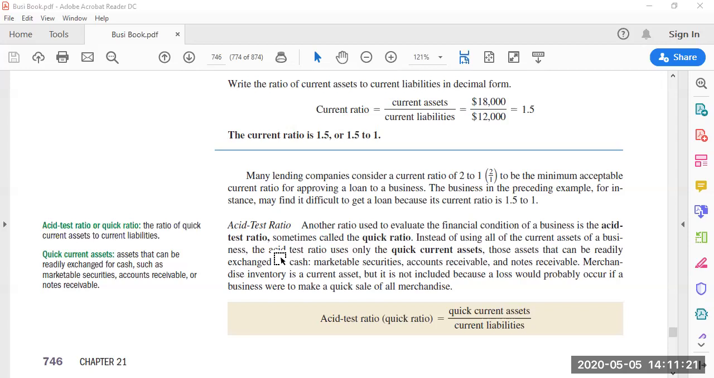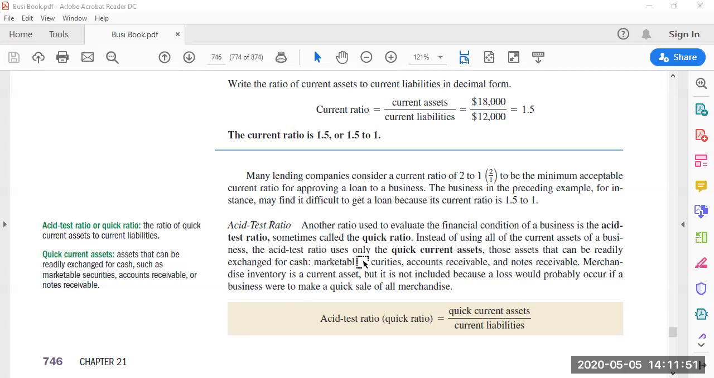If you have a big building that is a storage warehouse, chances are it'll take a while before you can sell that and convert that into cash, especially if not many people are in the market for a large warehouse building. So you can see that would not be a quick asset. You cannot quickly convert that into cash. So that is what we're looking at, assets that can be readily exchanged for cash.